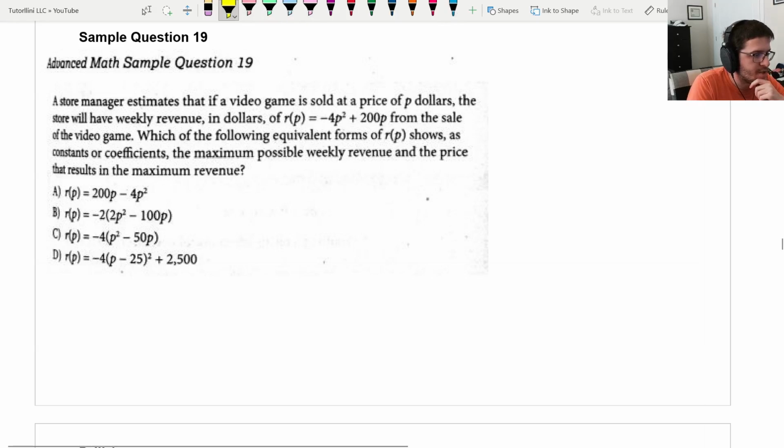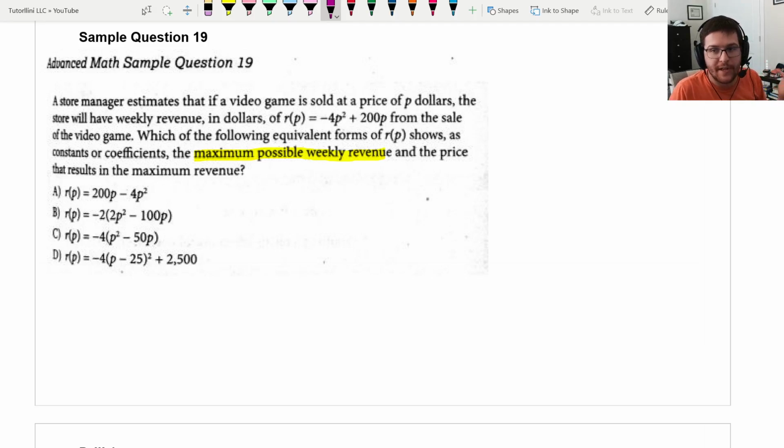Okay, shows us constants or coefficients. The maximum possible weekly revenue. Okay, so it's quadratic. We want to know the maximum possible weekly revenue. So we have to find the vertex. So the vertex, from standard form, you can do h equals negative b over 2a. And then whenever you get h, just plug in, in this case, for p, and see what you get.